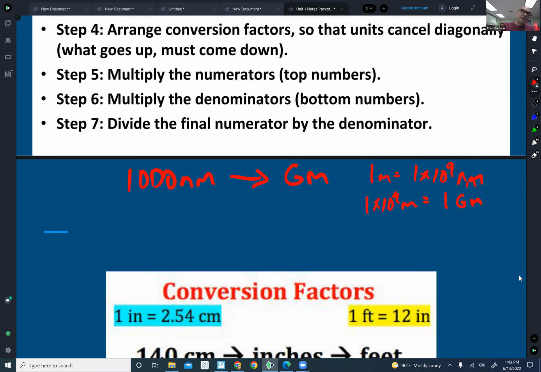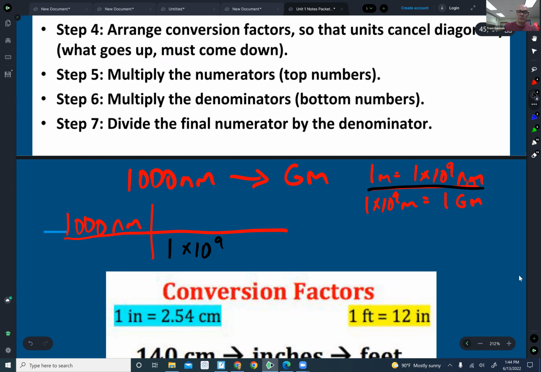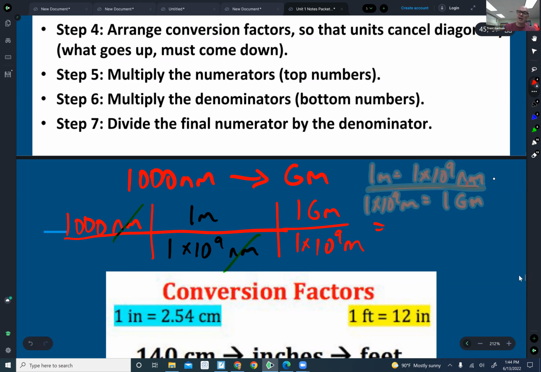All right. So now I'm going to start with my given amount, 1,000 nanometers. And I'm going to use these conversions right here. And I'm going to put in the matching value below. And that way, my units are going to cancel. I will cancel out nanometers with nanometers. I will then now, for every 1 times 10 to the 9th meters, there is 1 gigameter. And then I'm going to multiply all of my values across the top.